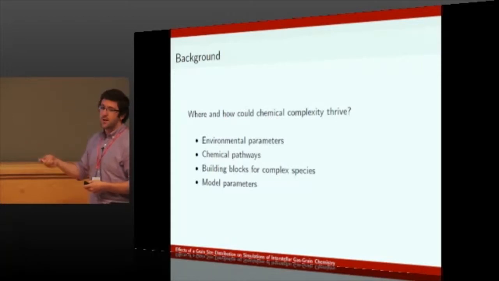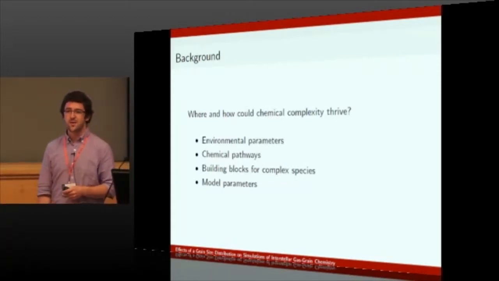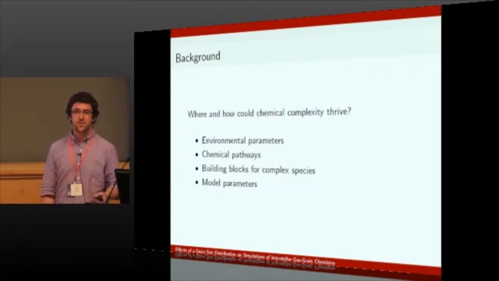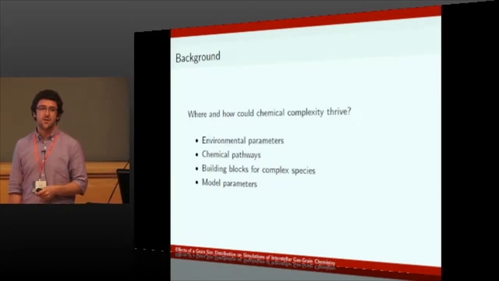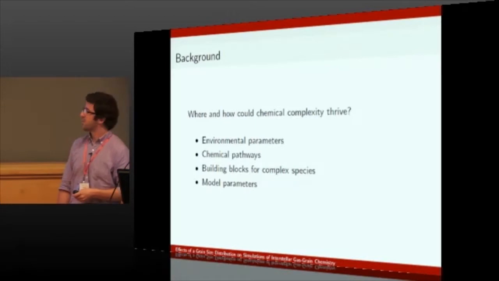You need to look at chemical pathways. This is where the laboratory chemists come in. They need to tell us what reactions we should be thinking about, what barriers they have, what rate constants we need to put into our models.